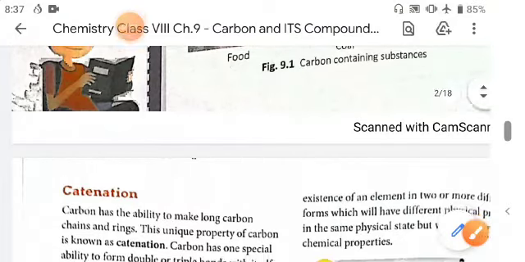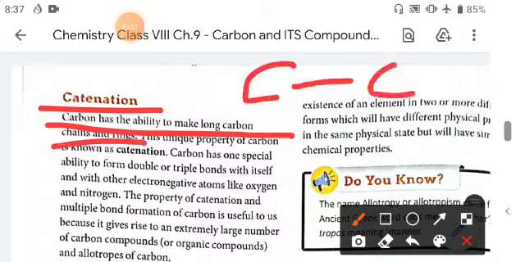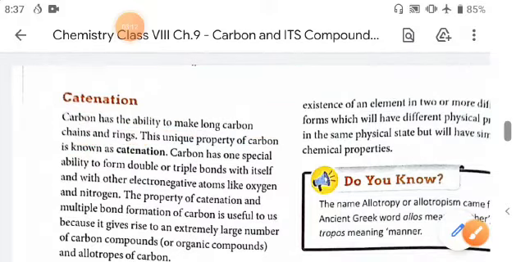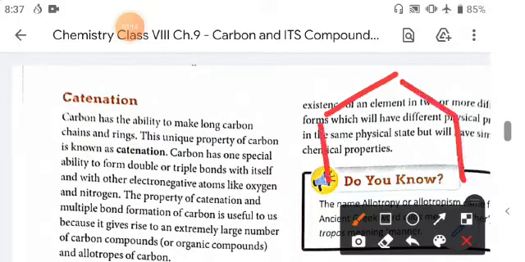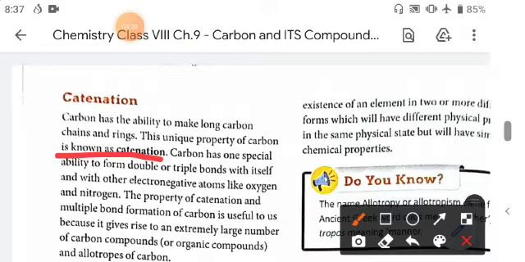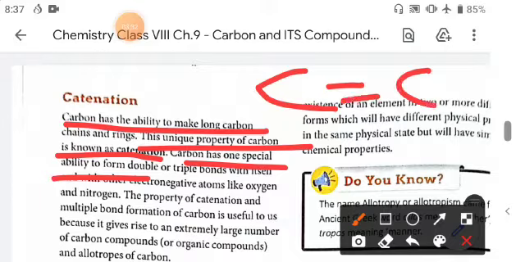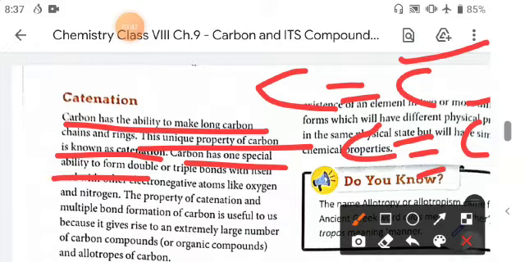Now, catenation. Catenation is a property of carbon. Carbon has the ability to make long carbon chains and rings. Like this, carbon can make a long chain and it can also make a ring-like structure. This property of carbon is called catenation. Carbon also has a special ability to form double or triple bonds between carbon and carbon. This is called the double bond and this is called the triple bond.